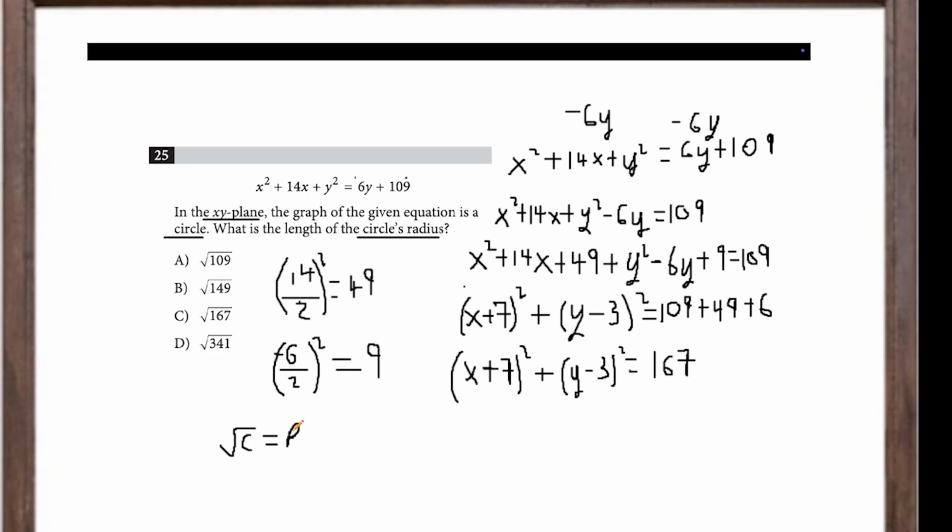Because the equation of our circle is equal to r squared, the number that we're equal to is r squared. We have to square root our number, which is 167. So we're going to have square root of 167 is equal to r. Because that number, 167, is r squared, so we're going to have to square root it to get r. Therefore, our answer is C.